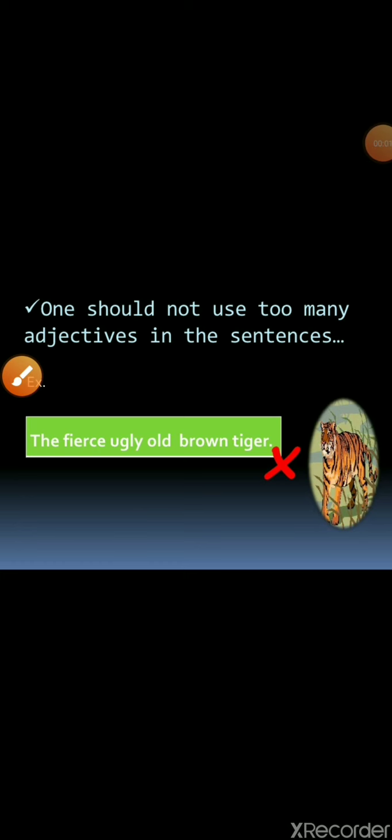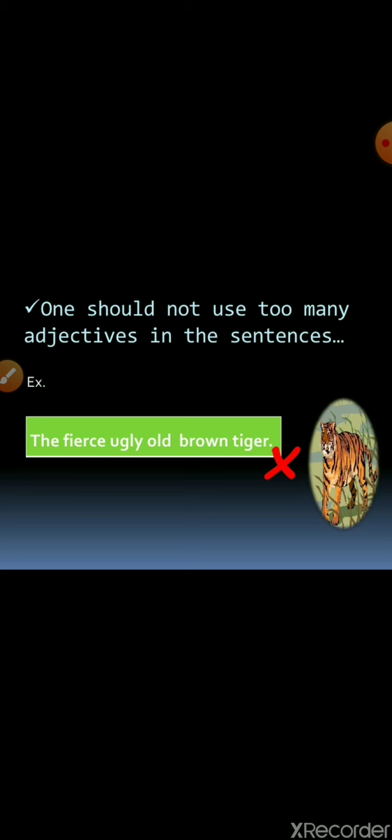Okay, I will explain with an example. One should not use too many adjectives in a sentence. For example, "the fierce, ugly, old, brown tiger." Why are we giving so many adjectives in a simple sentence?